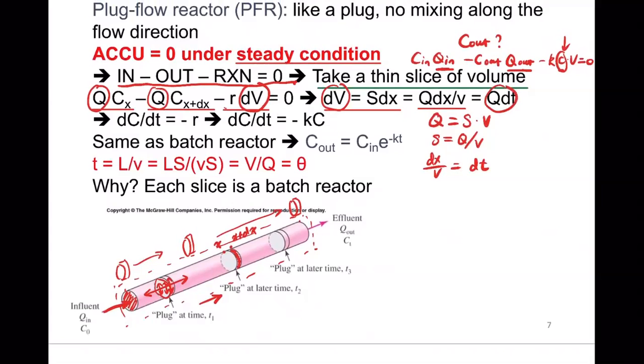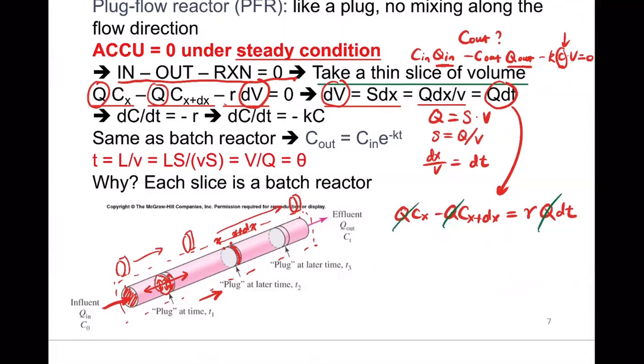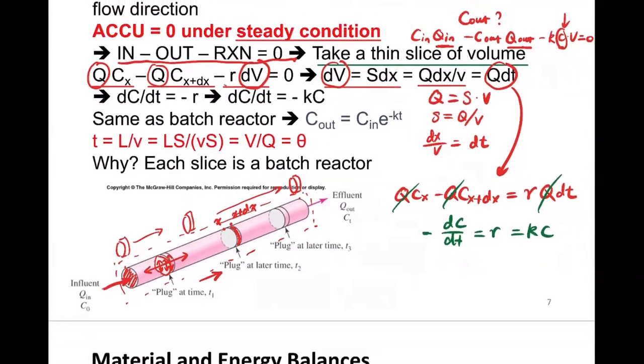Now if you plug it back into this equation, we can write out the equation here. Q Cx minus Q C at x plus delta x is equal to R Q dt. You can cancel all of these Q terms, and then what you have is dC/dt equal to R, which is equal to Kc. Okay, so this looks pretty familiar.